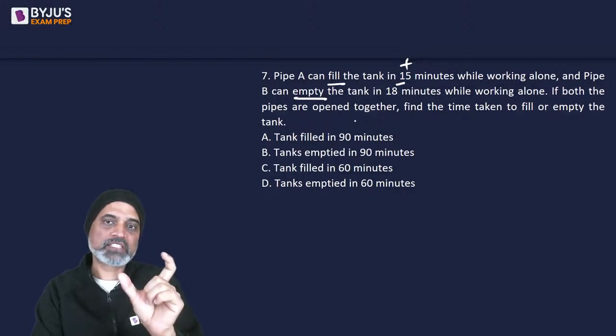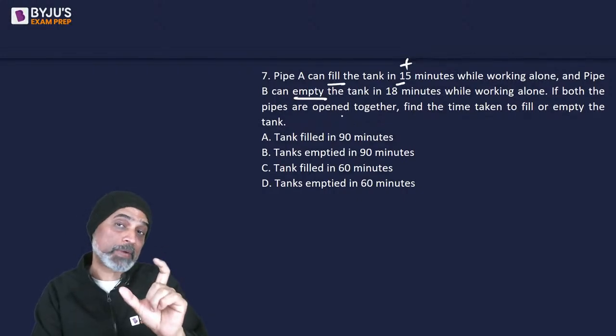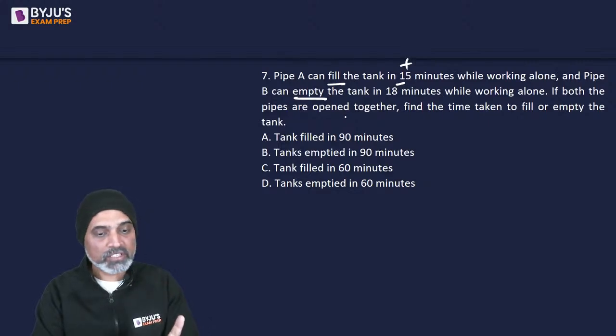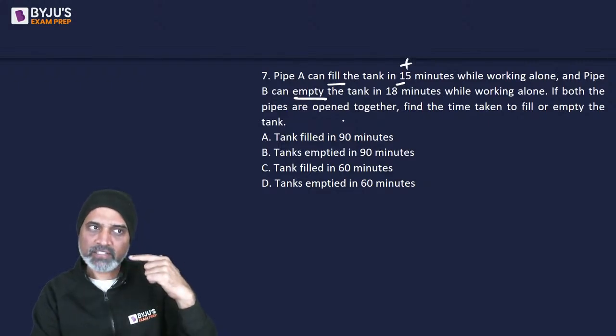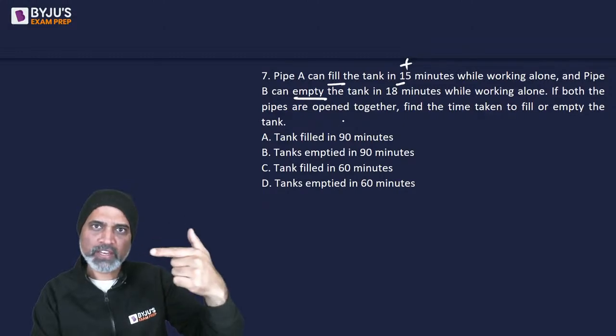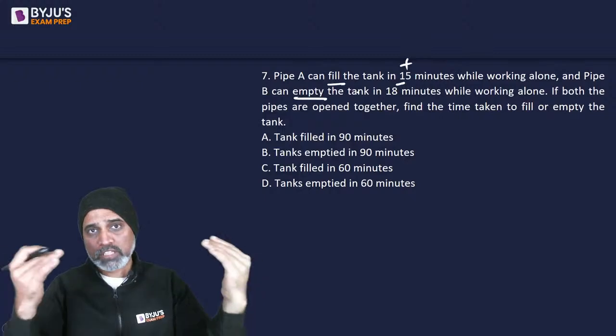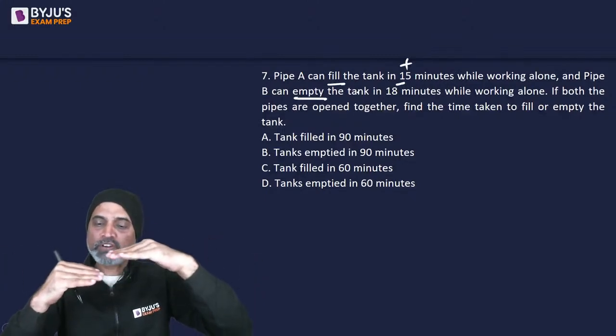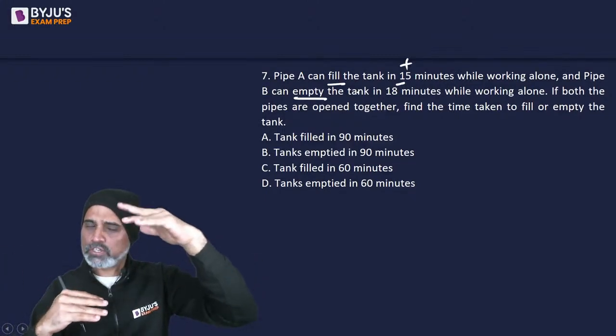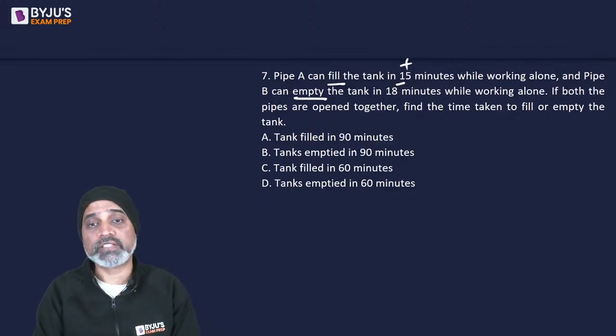And how much time does pipe B take to empty it? We'll see, 18 minutes. So we can see here that pipe A is filling it much faster because it's taking less time. So when both the pipes are open, pipe A will be filling faster and pipe B will be emptying it a little slower. So eventually the tank will get filled.